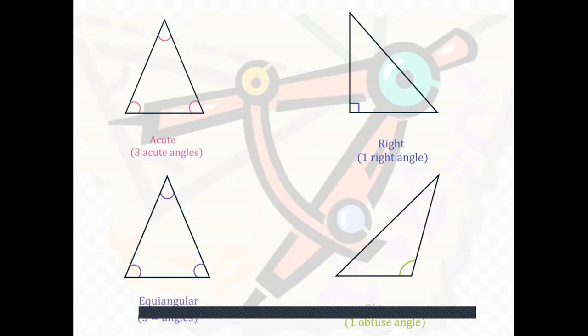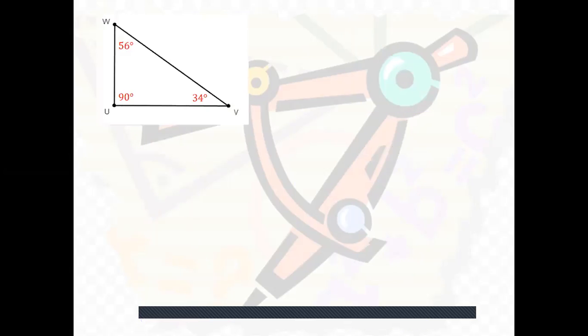And the last one is the obtuse triangle. Obtuse is an angle more than 90 degrees but less than 180 degrees. So if any triangle has one obtuse angle, that's called an obtuse triangle. All right. Now, if we put them in numbers, they will look like this.